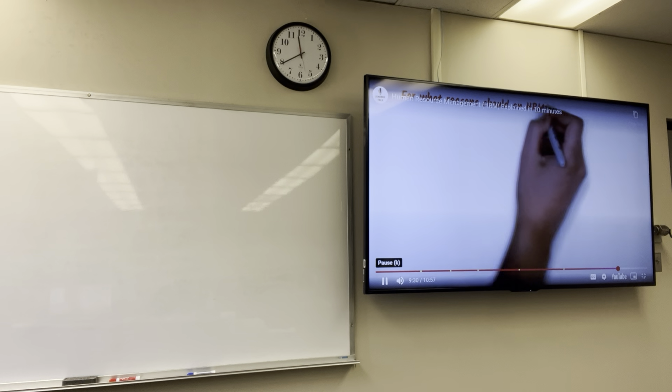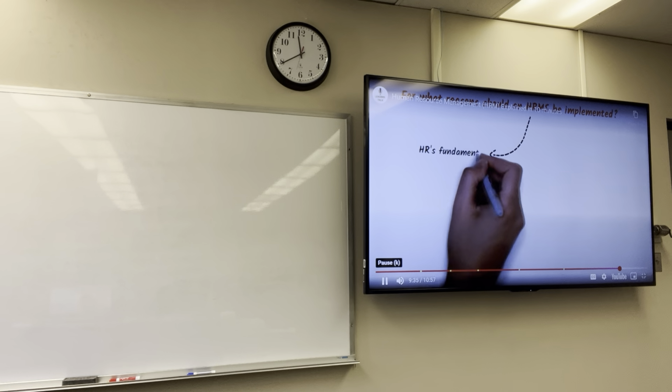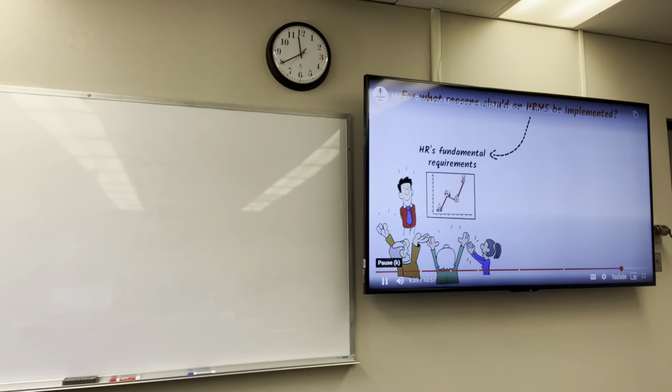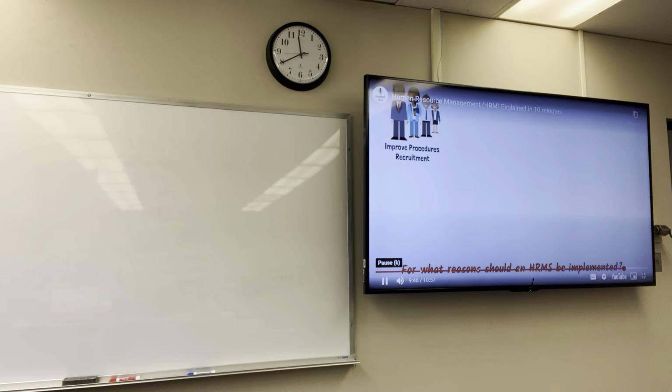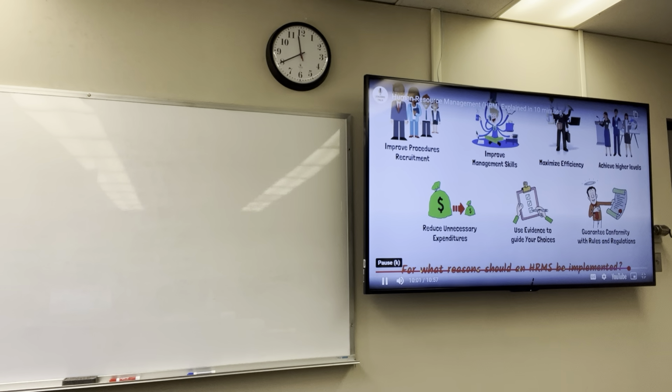For what reasons should an HRMS be implemented? Human resource management systems are built to cater to HR's fundamental requirements and transform routine administrative tasks into strategic enablers of company value. These data-driven, people-centric tools can help HR professionals do the following: strengthen their procedures for employing new employees, improve their personnel management skills, maximize the efficiency of their personnel, achieve higher levels of employee participation and retention, reduce unnecessary expenditures, use evidence to guide their choices, and guarantee conformity with applicable rules and regulations.